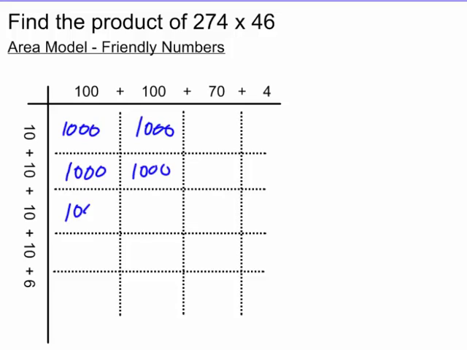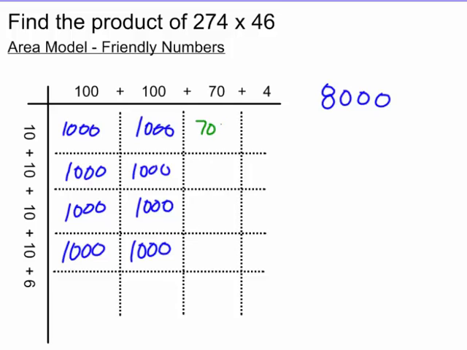So I'm going to fill those in fairly quickly. And there's 10 times 100 done 8 different times, so I might even write that down right now. I know that the blue is 8,000. And let's try the 70s column. So 70 times 10, that's a 700. So I've got a couple of those.